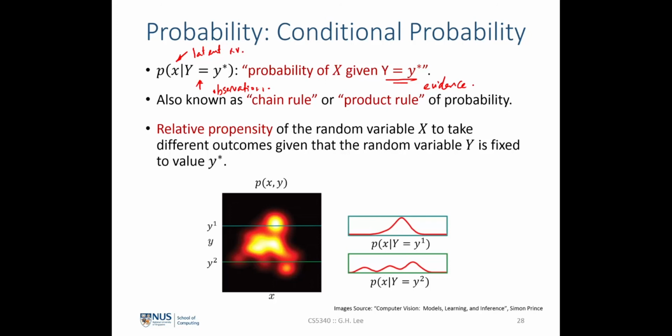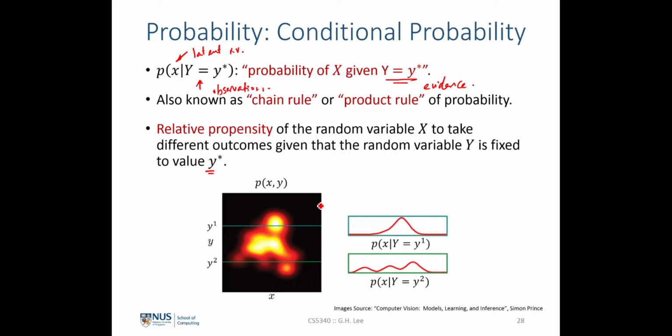And we'll see that this conditional probability is also known as the chain rule or the product rule of probability, and it gives us the relative propensity of the random variable x to take a different outcome, given that we have observed y to be fixed at a certain value of y star.